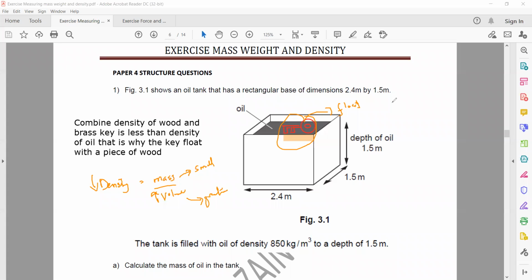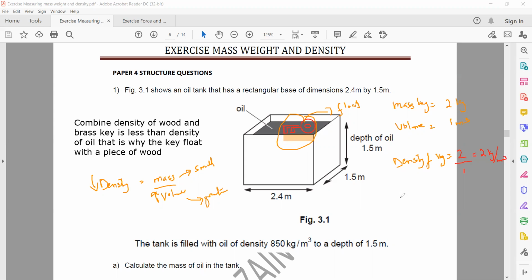Say the mass of the key was 2 kilograms, and the volume of the key, this is just an example, say 1 meter cube. So what is the density of the key right now? Density is mass per unit volume. So mass is 2 and the volume is 1, so 2 divided by 1 is 2 kilogram per meter cube. That's the density of the key.